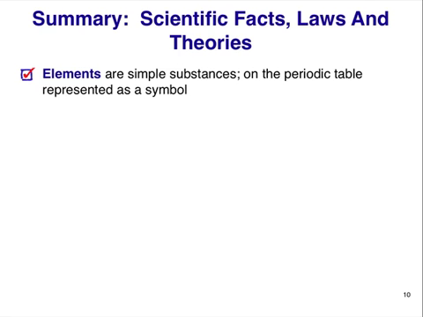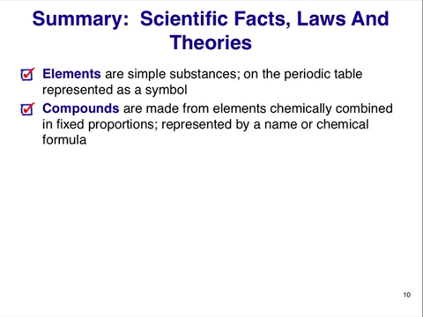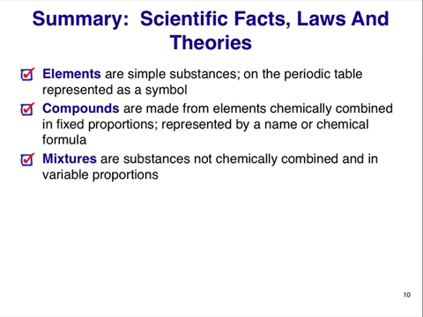Elements are the simplest chemical substances and are found on the periodic table. They are pure substances. Compounds are made from elements, chemically joining or bonding them together in fixed proportions. They may be represented by a name, like sodium chloride, or a chemical formula, like NaCl. Mixtures are made from multiple substances and are not chemically combined. They do not have chemical formulas and can be made from various proportions of the ingredients.